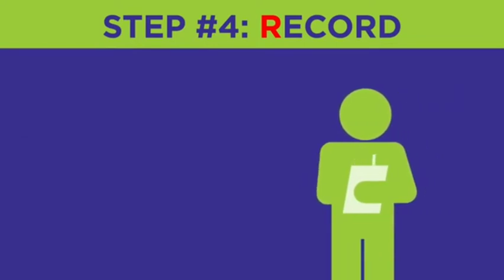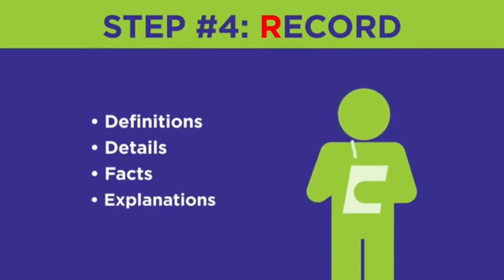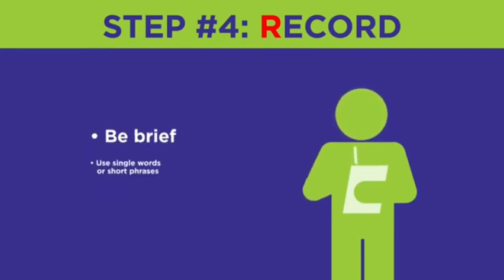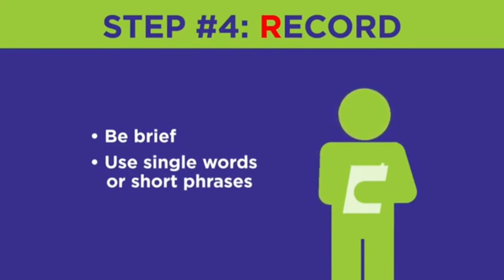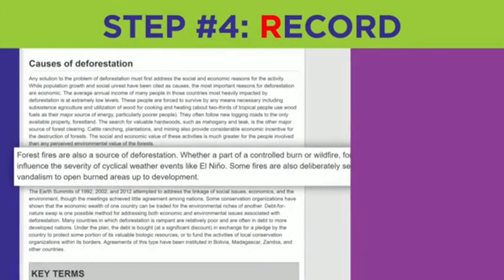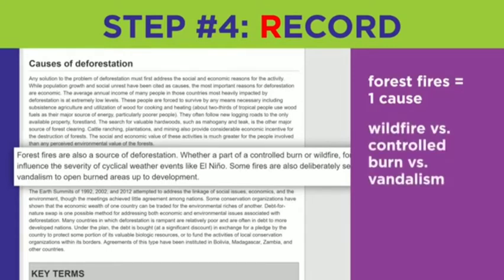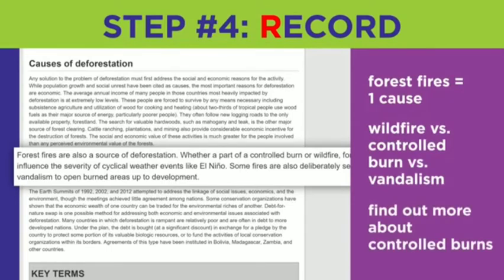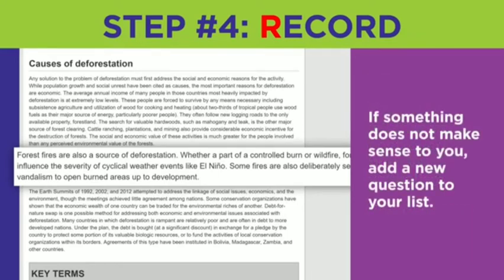As you read, write down, or record, definitions, details, facts, and explanations of concepts mentioned. Be as brief as possible. Use single words or short phrases in place of sentences when it makes sense. Going back to the paragraph about forest fires, you might take these notes. Forest fires equals one cause. Wildfire versus controlled burn versus vandalism. Find out more about controlled burns. If there's something that does not make sense to you, add a new question to your list.